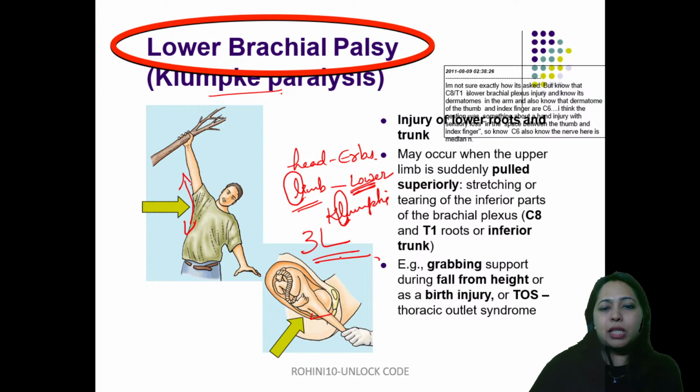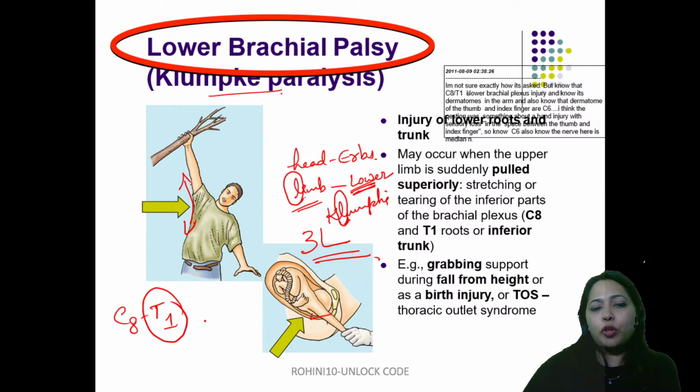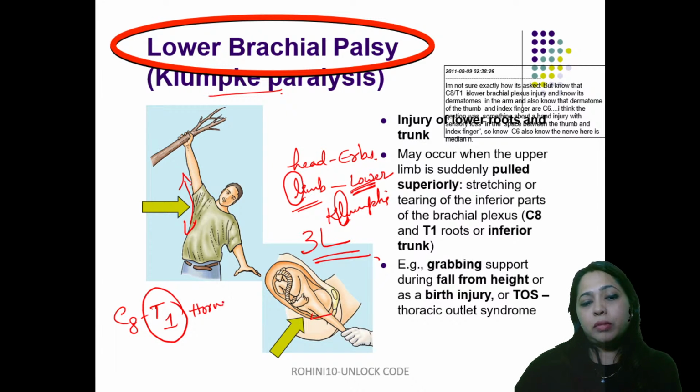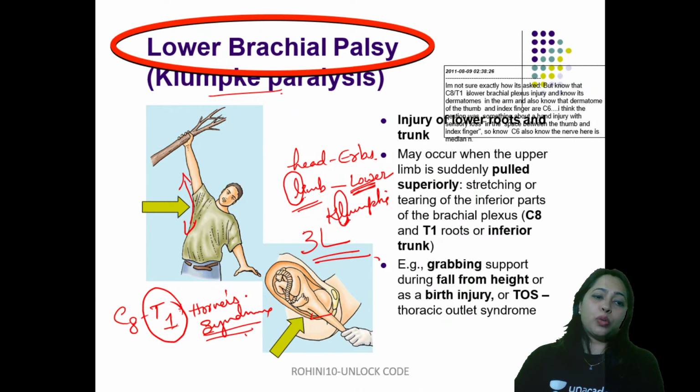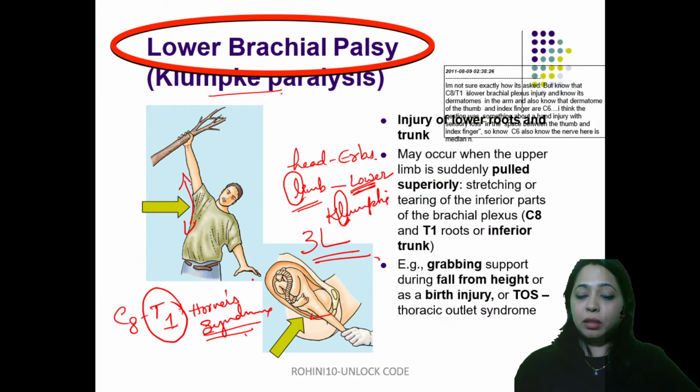Okay. So this affects which root? C8, T1, because T1 is also involved with Horner's syndrome. Remember Horner's syndrome, that has got something to do with the sympathetic trunk, right? So T1 root is involved in that also. So Klumpke and Horner's syndrome you can connect.